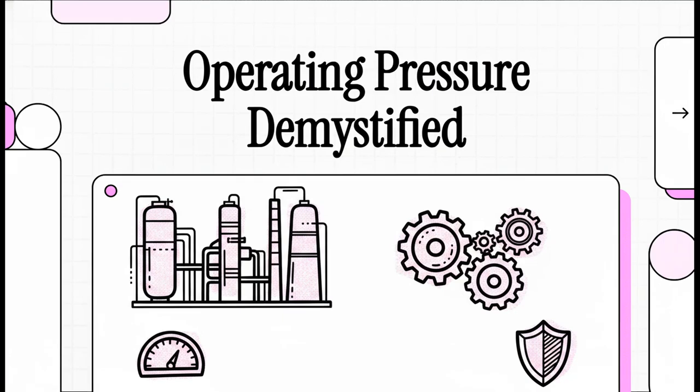All right, let's just dive right into this explainer. Today, we're going to demystify something that is absolutely foundational in mechanical engineering and the plant industry, and that's operating pressure. Whether you're designing massive chemical plants for an EPC, an engineering procurement and construction company, or you're just kind of curious about how these huge industrial systems don't just blow up, well, this is exactly where it all starts.